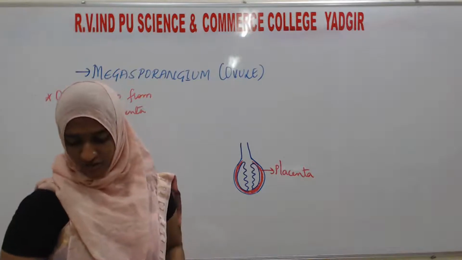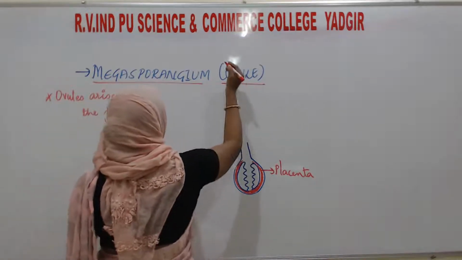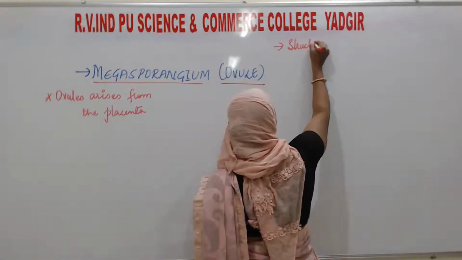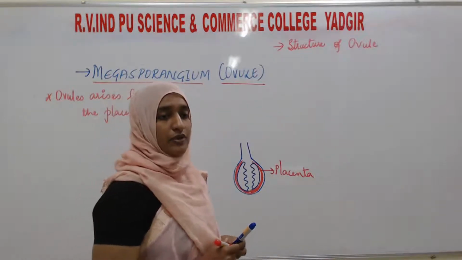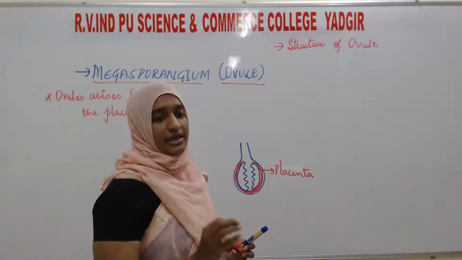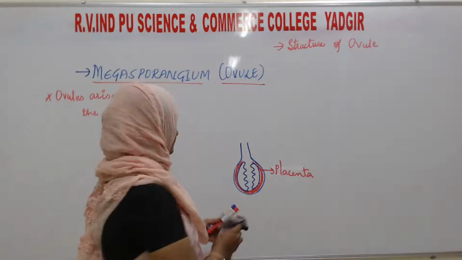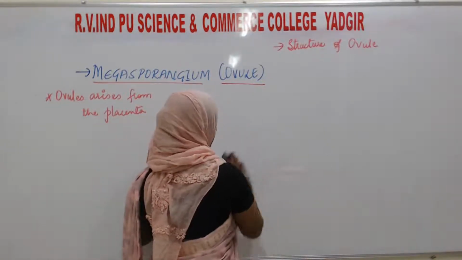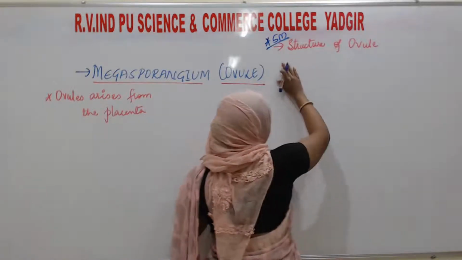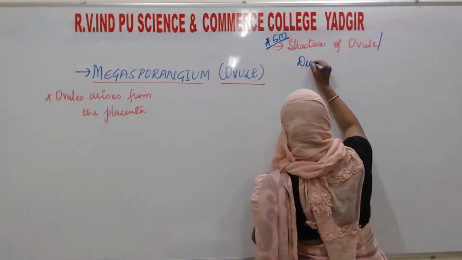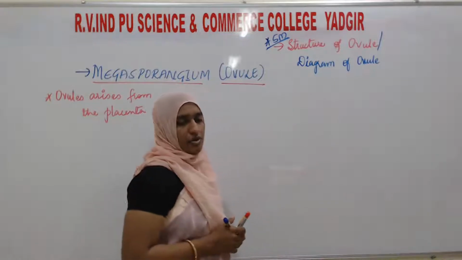So let's see the structure of an ovule. This is a very important question for your theory exam. I will write here: structure of ovule. They may ask to explain the structure of the ovule or megasporangium, or sometimes only ask to draw a neat labelled diagram of the ovule. This is a question for 5 marks. Either they will ask the structure of the ovule or the diagram of the ovule. So let's see here.